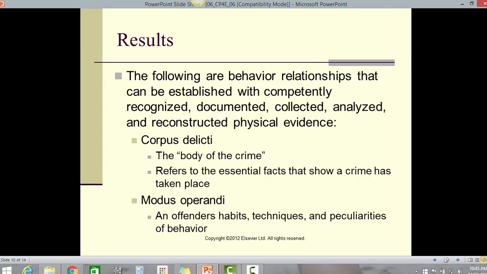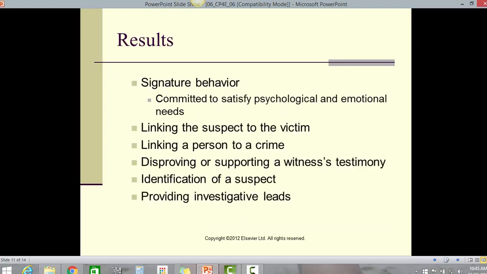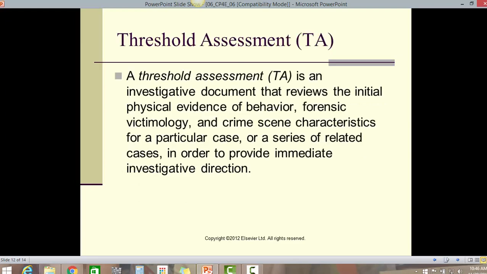The corpus delicti, the body of the crime, refers to the essential facts that show a crime has taken place. Modus operandi: an offender's habits, techniques, and peculiarities of behavior. Signature behavior: committed to satisfy psychological and emotional needs. Linking the suspect to the victim. Linking a person to a crime. Disproving or supporting a witness's testimony. Identification of a suspect, and providing investigative leads.